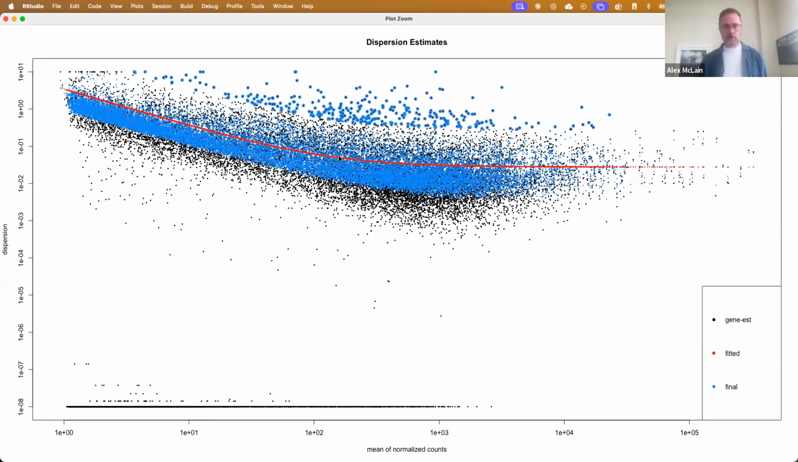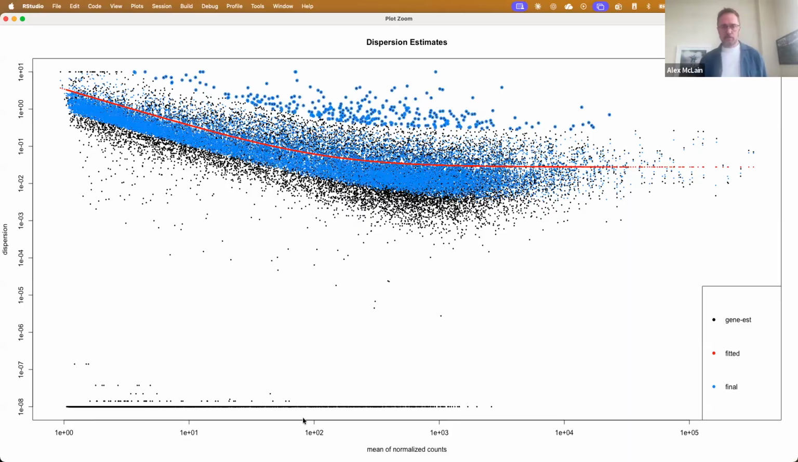The dispersion parameters tend to decrease as the mean increases. So there's a slight decreasing trend, and then it levels off towards the end here. That is the trend we see between these two values, and that's done with a flexible regression model using the splines that we talked about in week 2. The black dots are the actual gene-specific estimates of the means and the dispersion parameters.